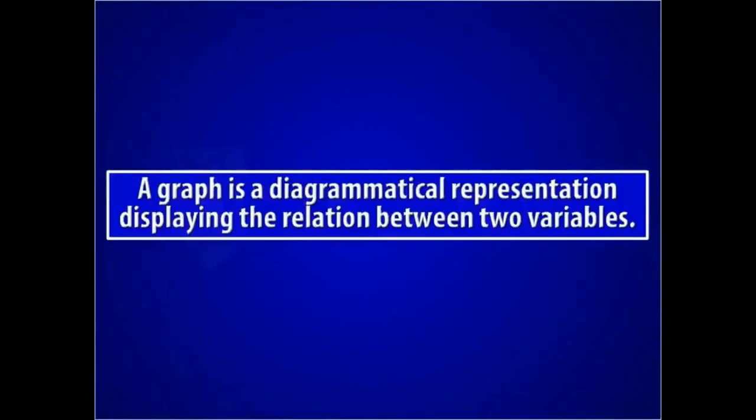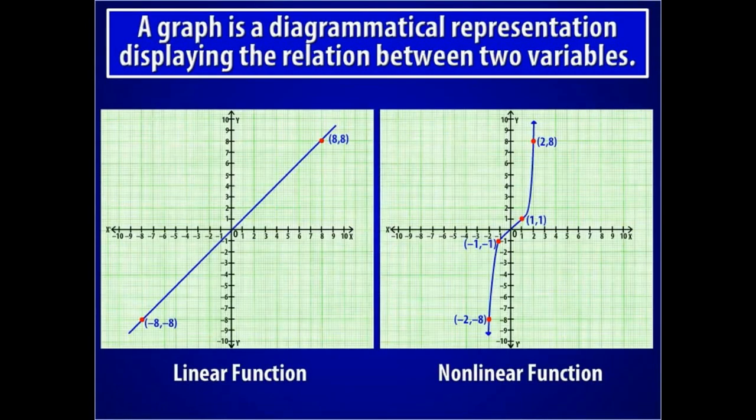Let us recall graphs. A graph is a diagrammatical representation displaying the relation between two variables. The position of a point on the graph paper is described by an ordered pair (x, y).